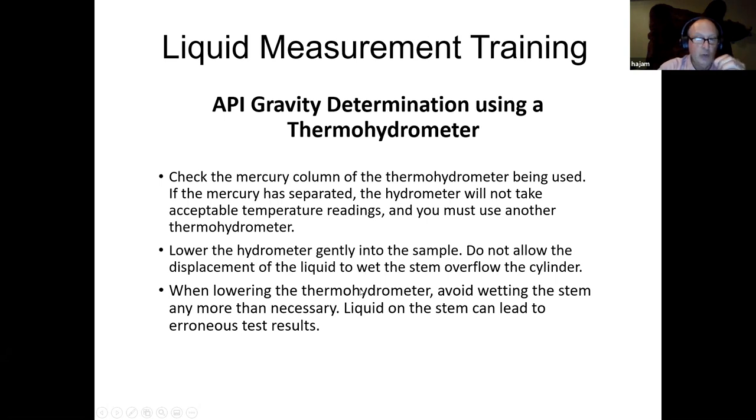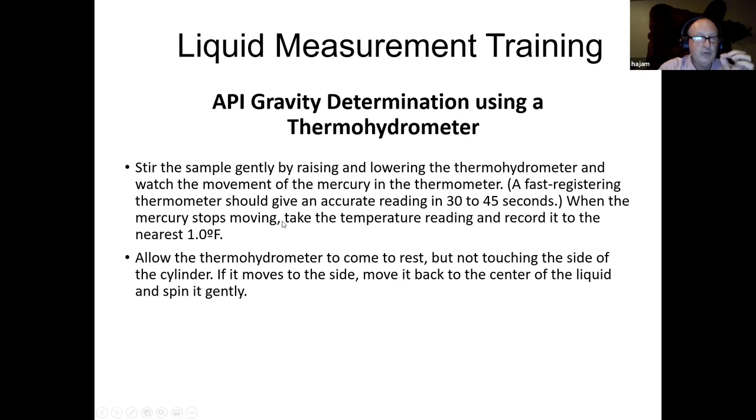So what you want to do is lower it slowly so none of that liquid gets on the upper portion of the stem that's not going to be used. Lower it slowly enough so that you find buoyancy and not let it go too deep into the cylinder. Don't drop it in there. Don't push it down any significant depth. Just lower it slowly until it becomes buoyant, and let it rest there until it becomes stable.